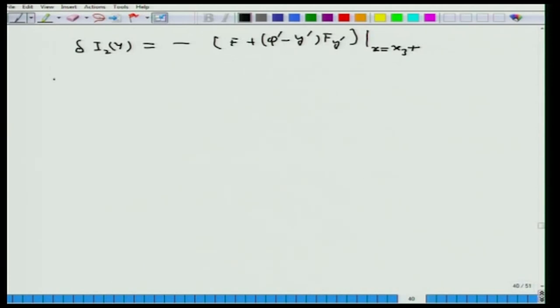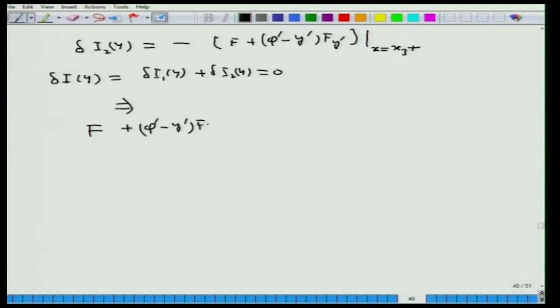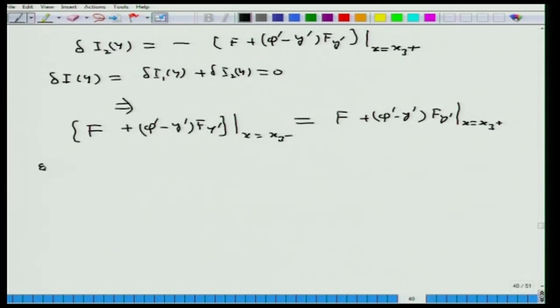And so, the condition is that delta I y equal to 0 means delta I 1 y plus delta I 2 y equal to 0, which gives us the condition that f plus phi prime minus y prime f y prime evaluated at x equal to x 3 minus must be equal to the whole thing f plus phi prime minus y prime f y prime evaluated at x equal to x 3 plus. So, this is the condition we get here. Now, let us see this example.